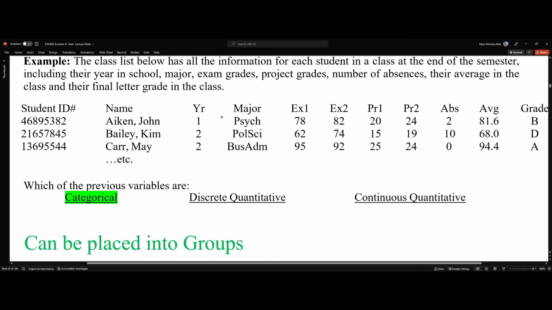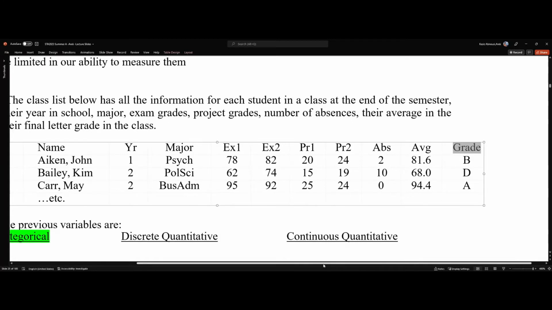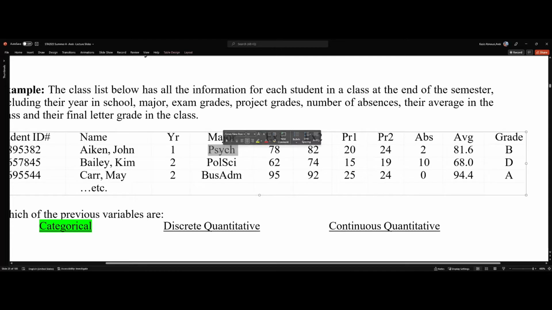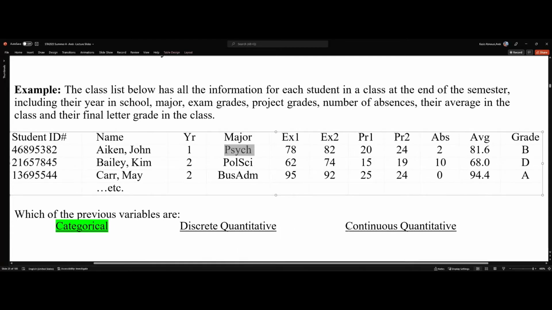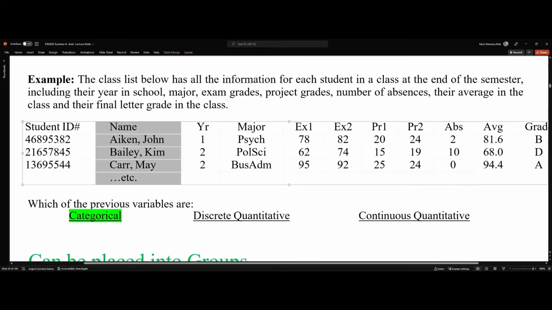As we can see, it's clear that the major is categorical, right? Because it's a collection of information which is divided into groups, group 1, group 2, group 3. Another one is the grade, right? It's a collection of information divided in groups, and they can be described by percentage. So you can say how many percent of students belong in this major, or how many percent of students received a letter grade of D, right? So I would put these two over here.